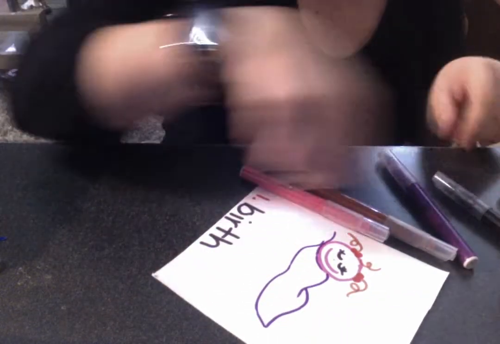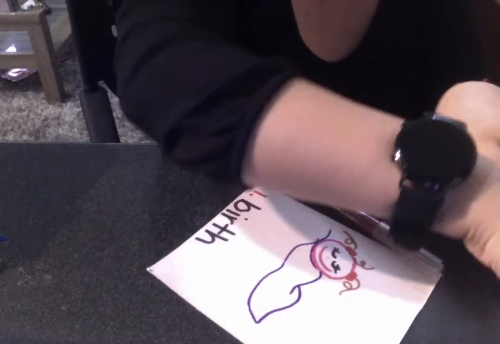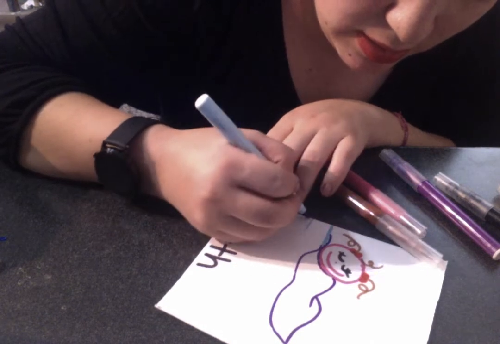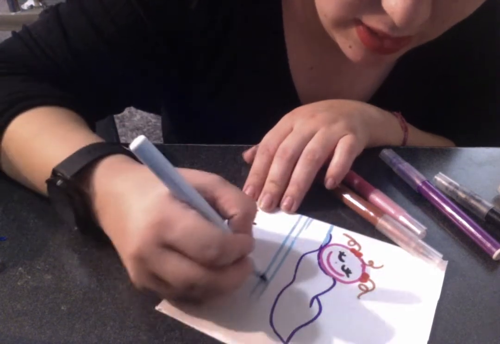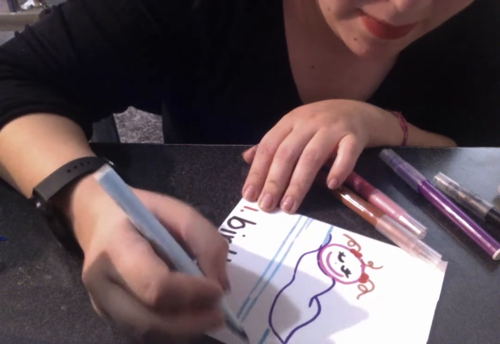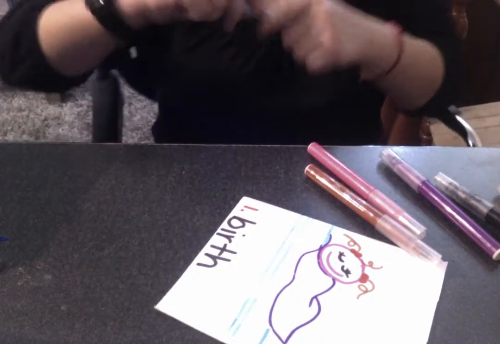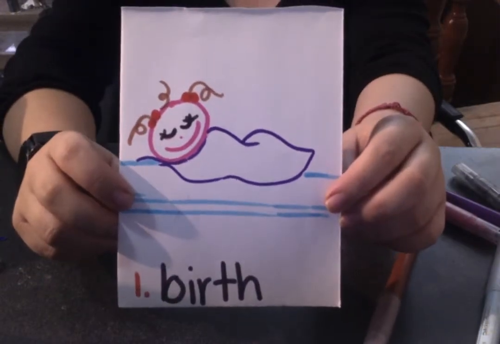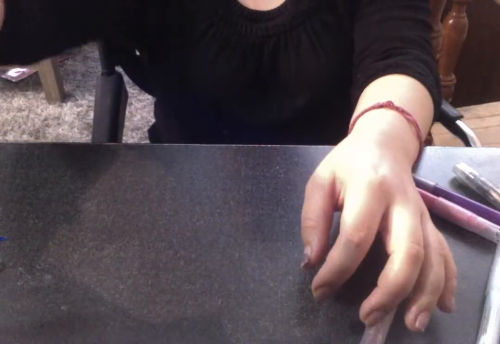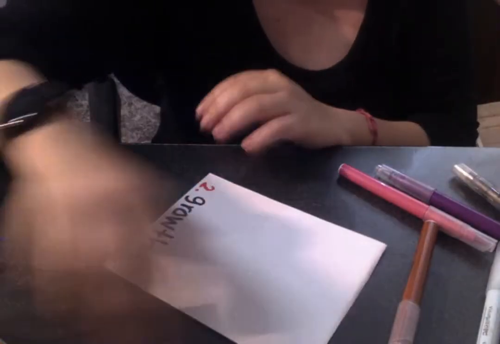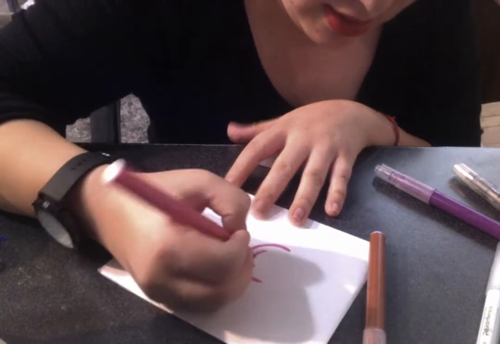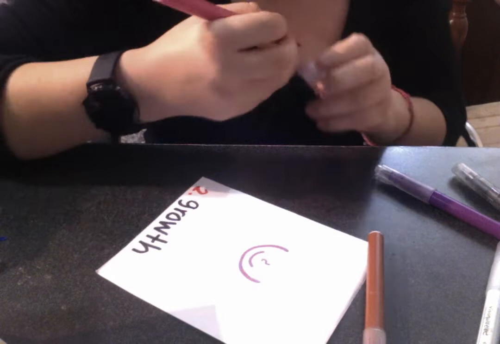So this little girl, she's in her bed, sleeping, well, in the crib or in the bed. So this is my first stage, birth. Number 2, growth. I told you she's a girl, so now she has to be a kid.